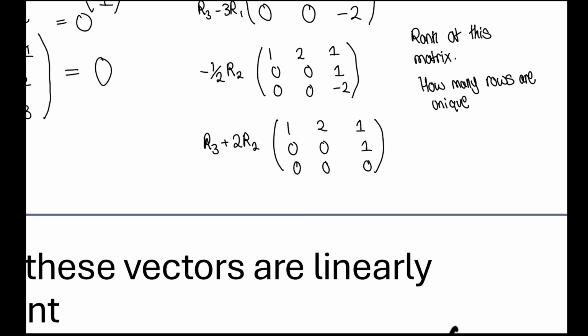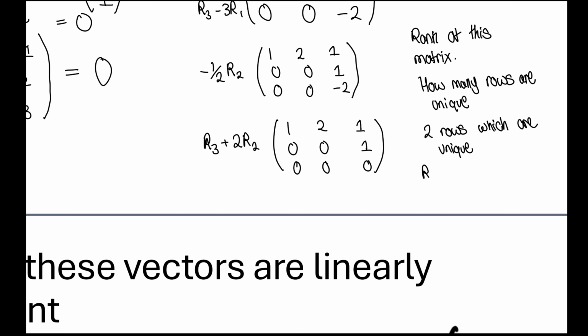And we can see that there are only 2 rows which are unique. This first row and then this row. Because if we times this first row by 0, we'd get the last column. Sorry, the last row, hence why it's not unique.